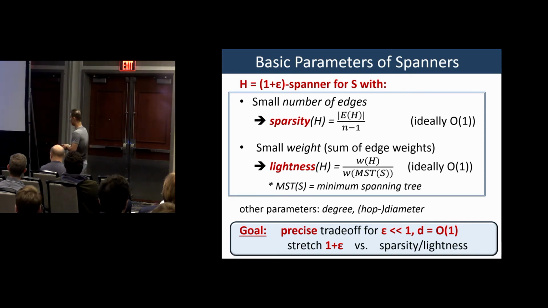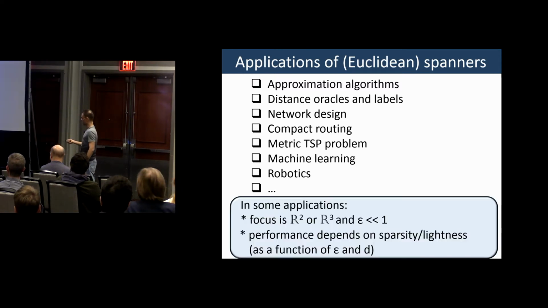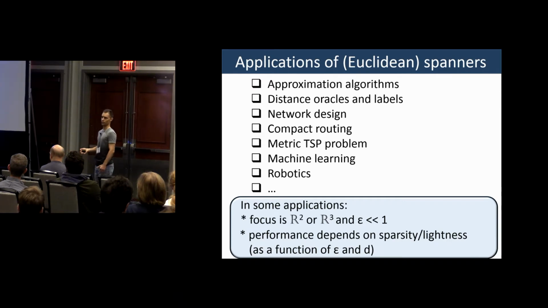So why should we care about this? One reason is because Euclidean spanners find a bunch of applications. And in some of them, the focus is very low dimensional spaces, 2 and 3 in particular, and very small epsilon, because epsilon determines the precision. The smaller epsilon, the more precise we are. And the performance, because we are applying spanners here, the performance will depend in one way or the other on the sparsity and the lightness bound. So naturally, we would like to improve on them, if possible.